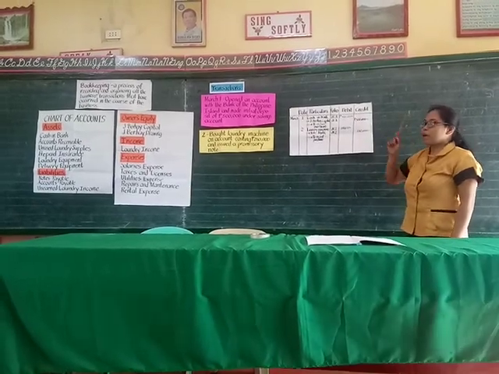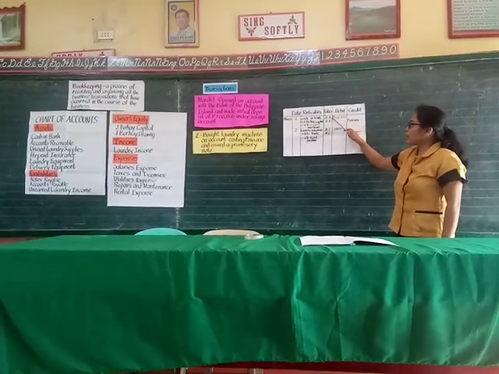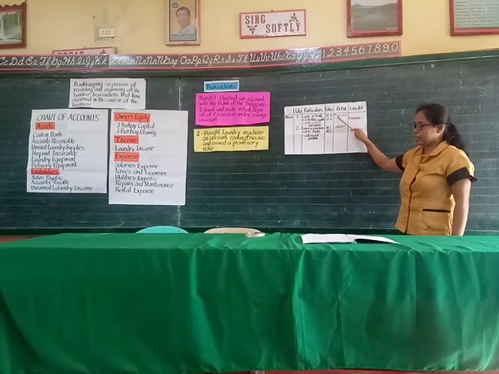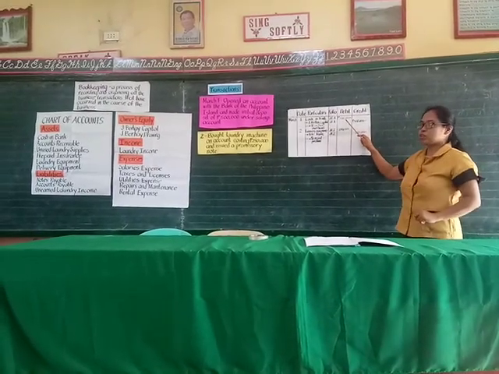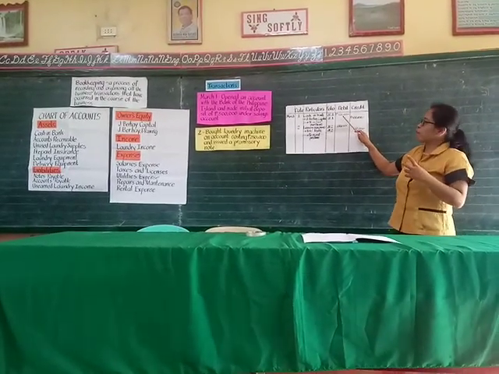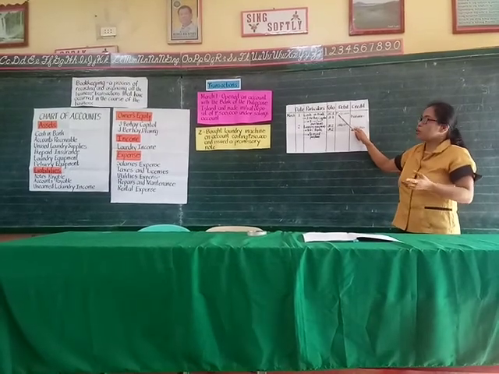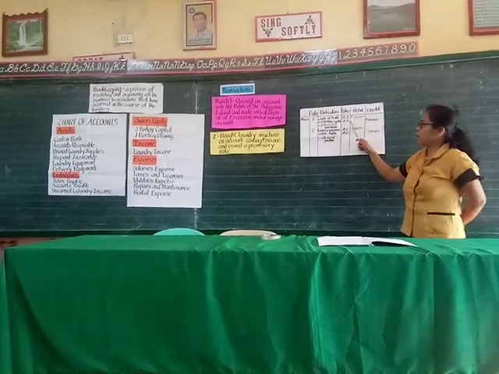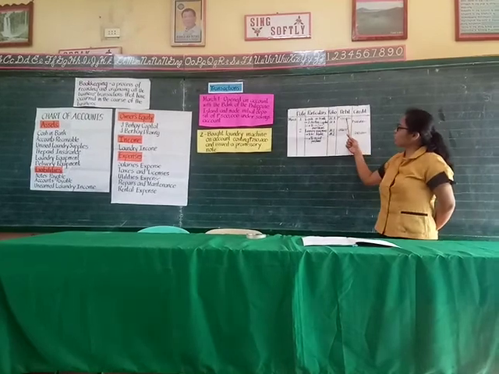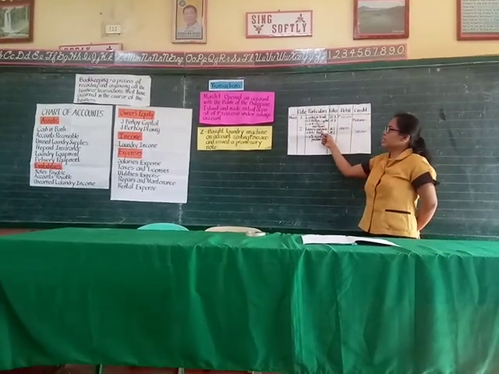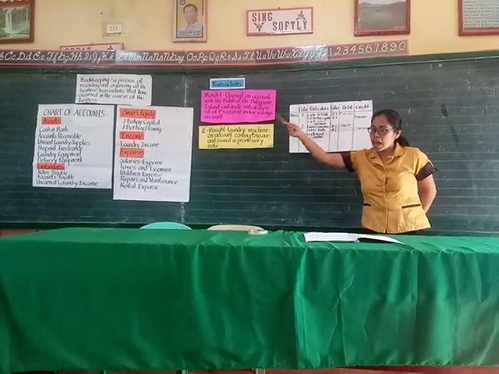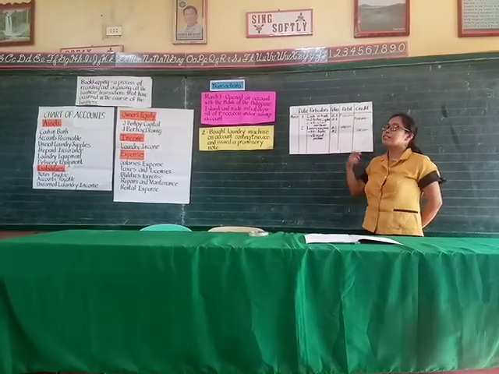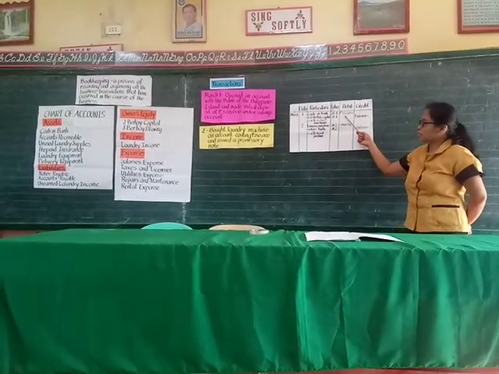So take note, as a reminder, you will write the peso sign on every first entry. Okay? Next, why is it on the debit side? Because cash in bank is an asset, and the normal balance for asset is debit. So that's why it's in here.